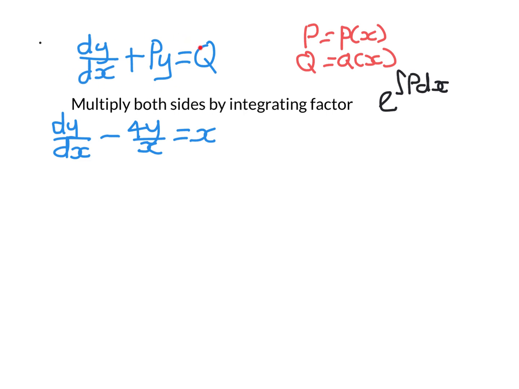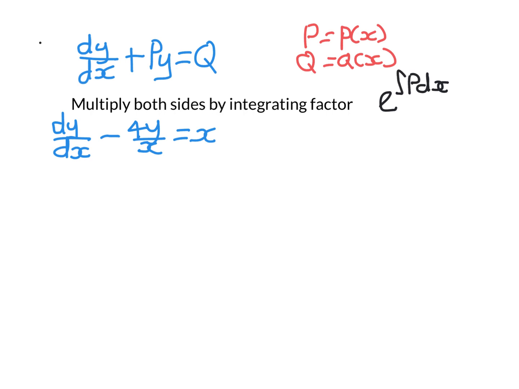When you have a differential equation of this form, you multiply both sides by what's called an integrating factor. That's e to the power of the integral of p with respect to x. So this integrating factor just makes things a lot simpler. So let's look at this example here. We're going to solve this differential equation.